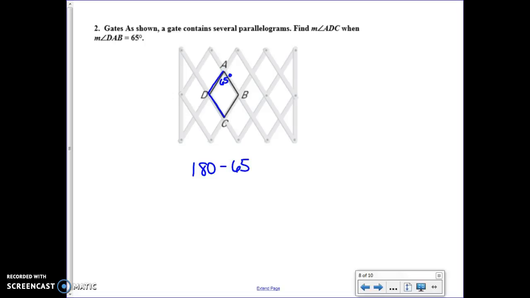So 180 minus 65 tells us that the measure of angle ADC is 115 degrees.